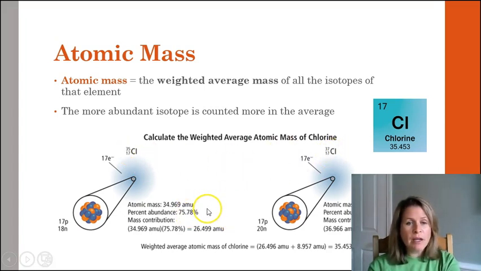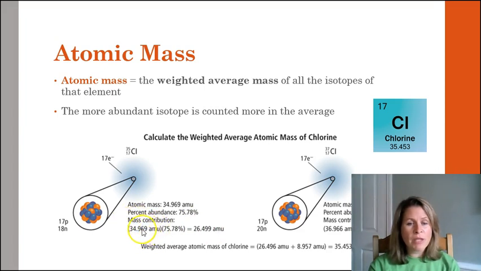The natural abundance of chlorine-35 on this earth is that 75.78% of all chlorine on earth is going to be chlorine-35. And then 24.22% of all chlorine on earth is going to be chlorine-37. If you want to figure out the average mass for all of the chlorine on Earth, then you do a weighted average, and you consider the fact that 75% of all the chlorine on Earth is going to be chlorine-35, and the atomic mass for chlorine-35, adding up the protons, the neutrons, and the electrons, comes to 34.969.